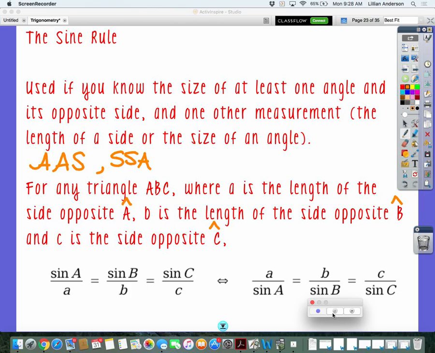If you are trying to find either lowercase a, lowercase b, or lowercase c, that clearly means you're looking for a what? A side. If you're looking for capital A, capital B, or capital C, that means you're looking for a what? And remember, whenever you are trying to find angles, you use the what? You're using the inverse. So we're going to look at several examples of sine rule.